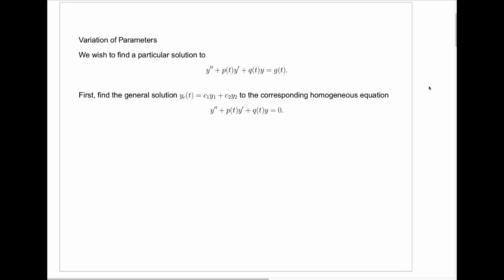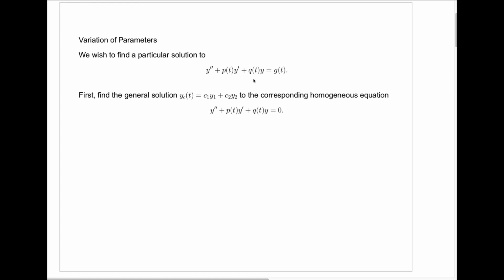We're going to talk about the method called variation of parameters, which will help us find a particular solution to a general second-order linear non-homogeneous differential equation. And here, this is just a general second-order linear differential equation. These don't have to be constant coefficients. They can be arbitrary functions of t.